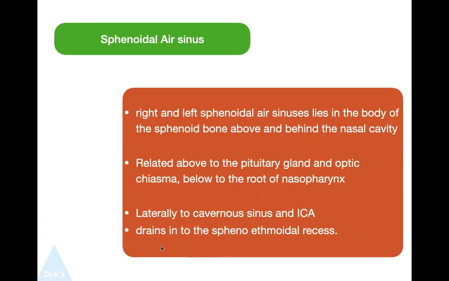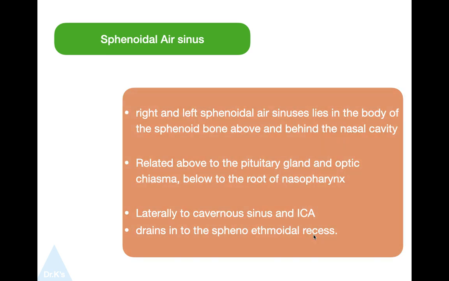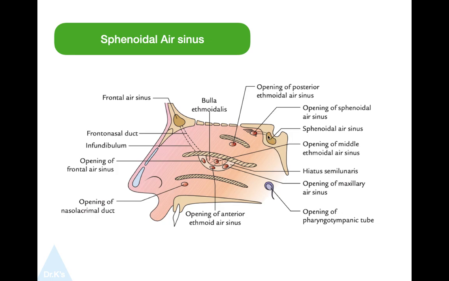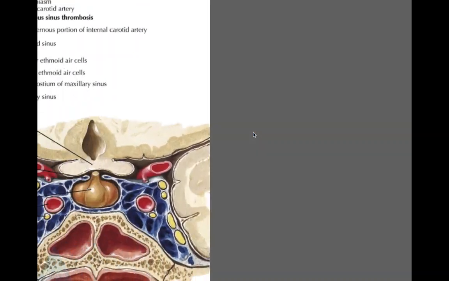And where does this drain? It drains into the sphenoethmoidal recess. Can you see here? This is the sphenoidal air sinus. This is the sphenoethmoidal recess just above the superior concha. So the sphenoidal air sinus drains here.